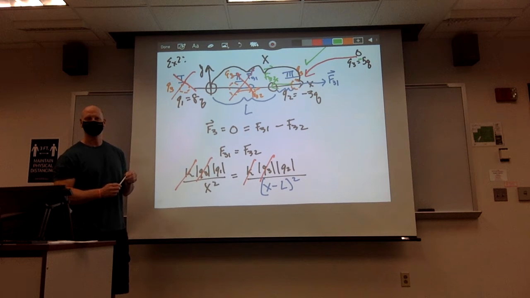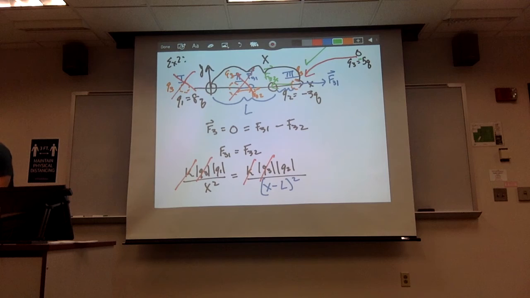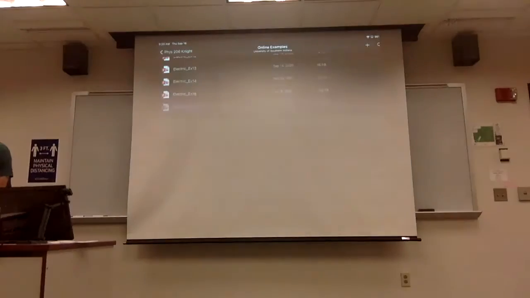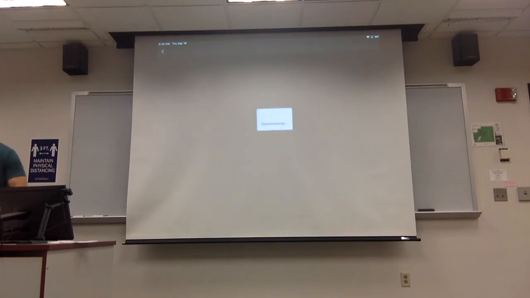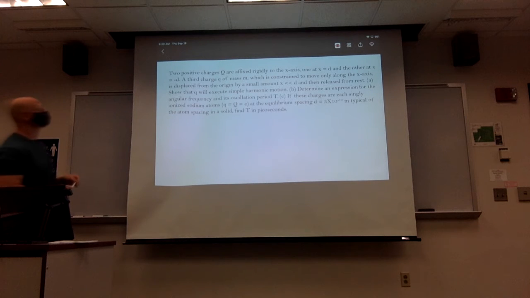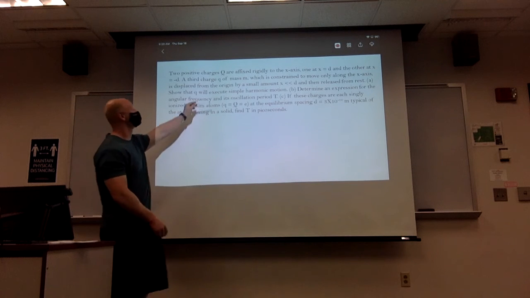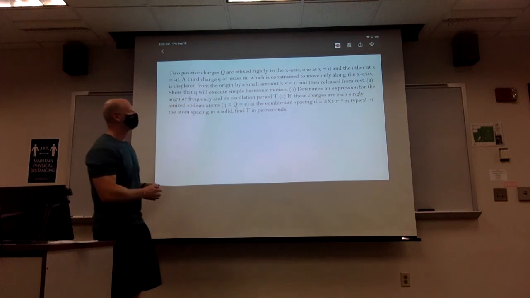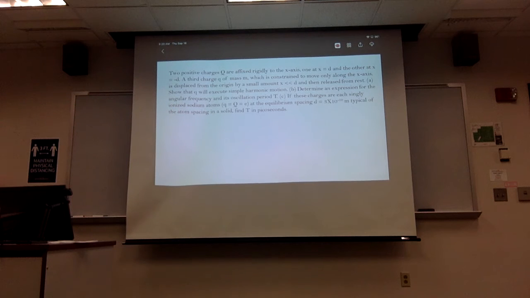Okay? Let's do another. The next example says, when I have 3 charges, 2 of them are positive charges which both have the same amount of charge, capital Q, and I'm going to fix them rigidly to the x-axis where one is at a distance d away from the origin and the other one is at a distance of negative d away from the origin.